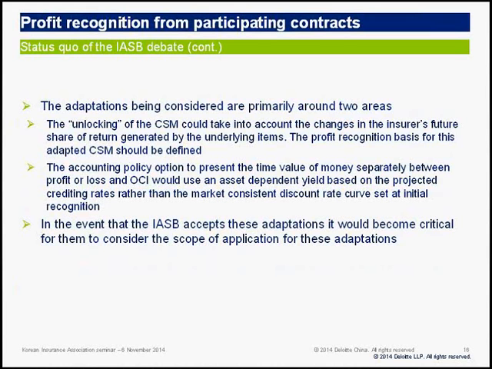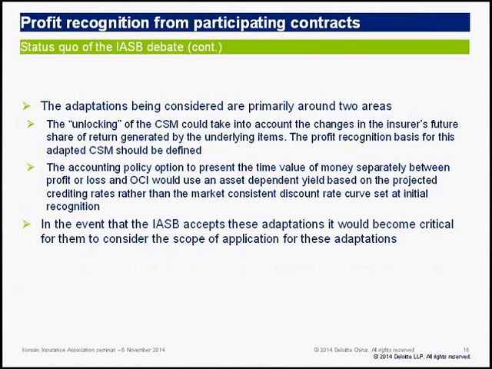The second area is the very important presentation matter of what is going to be the interest expense that the unwinding of a participating contract's discounting would produce in the profit or loss of an insurance company. And here the ISB appears to have now reached a situation where they would be likely to vote on presenting the time value of money separately between profit or loss and OCI, using an asset-dependent yield that is based on the projected crediting rates rather than the market-consistent discount rate curve, which is set out at the initial recognition point of the accounting. So this will be an adaptation to the OCI solution decision that the ISB has reached already for non-participating contracts.